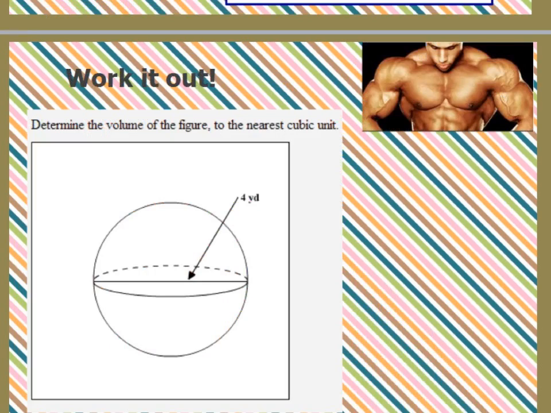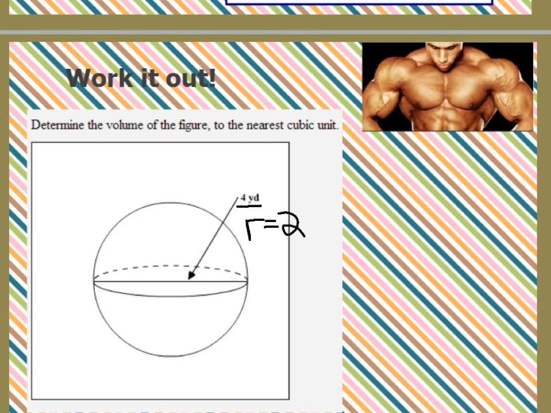At this point, go ahead and pause the video and try to work this problem out on your own. When you're finished, you can play the video and see if you have gotten the correct answer. So in this case, again, we are given the diameter. The diameter goes all the way across the sphere. We want the radius, which is half of that. So if our diameter is 4, our radius here is going to be 2.